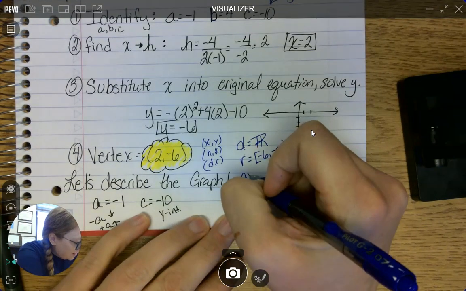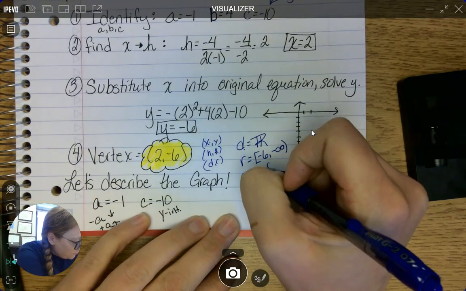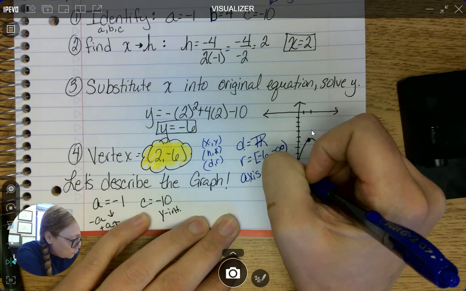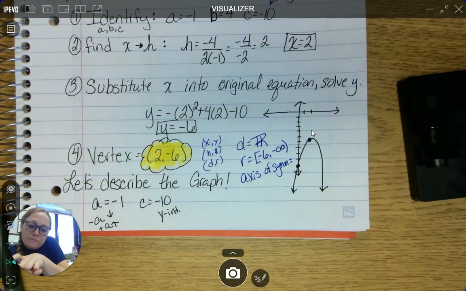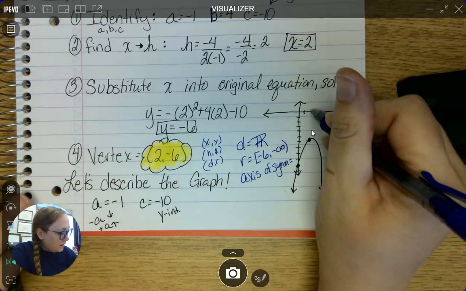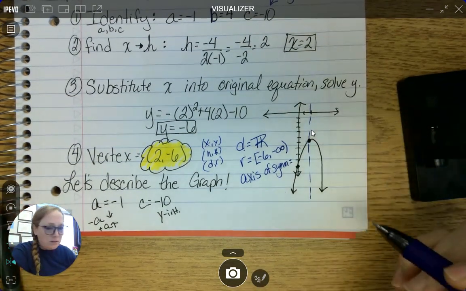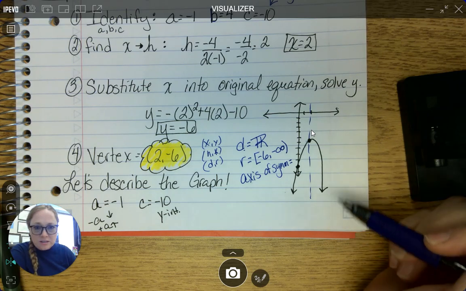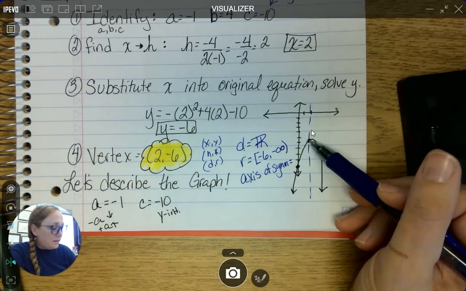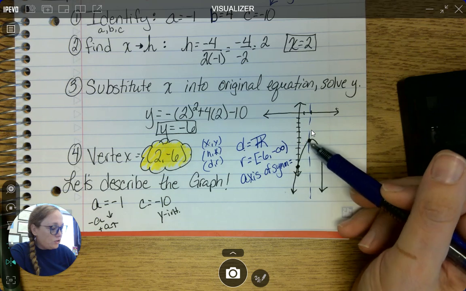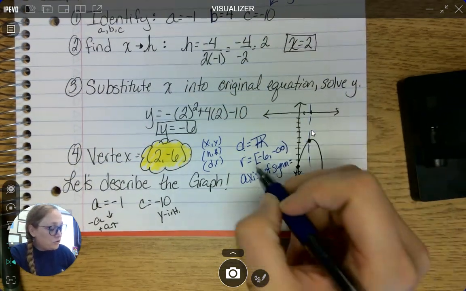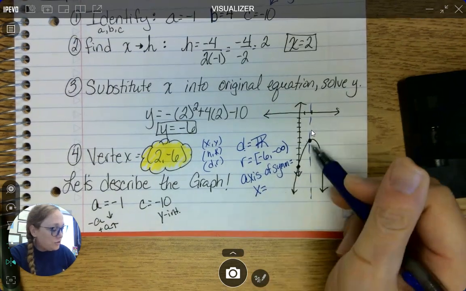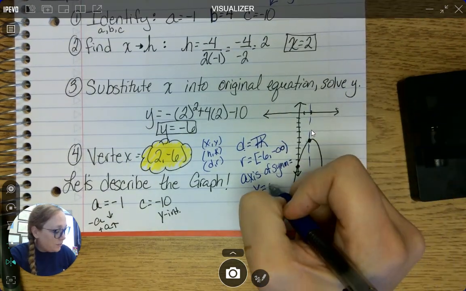And let's talk about that axis of symmetry. Remember, symmetry is where we could fold a piece of paper over and it's going to fit perfectly, right? It's that line right there where it can be cut in half, right down the middle. And you see my graph's not perfect, but it should be a reflection over that line. Remember, the axis of symmetry needs to be written as an equation, and it's where x is a positive 2.